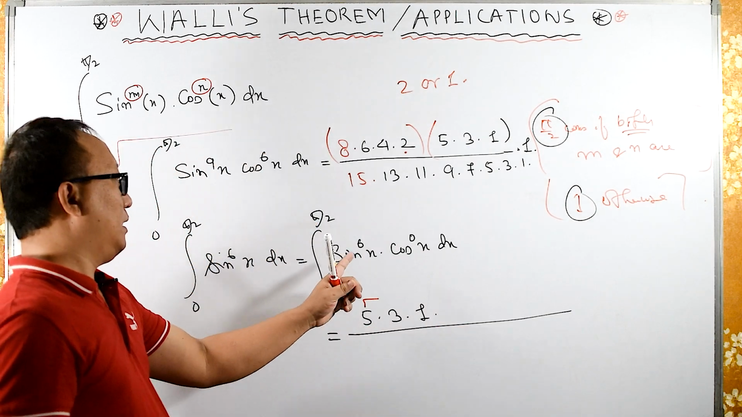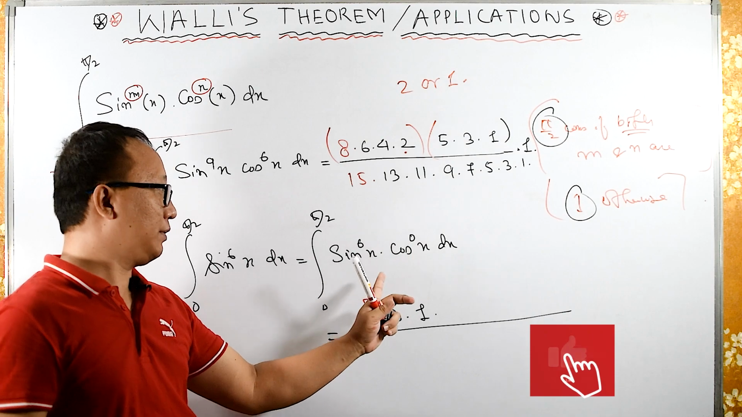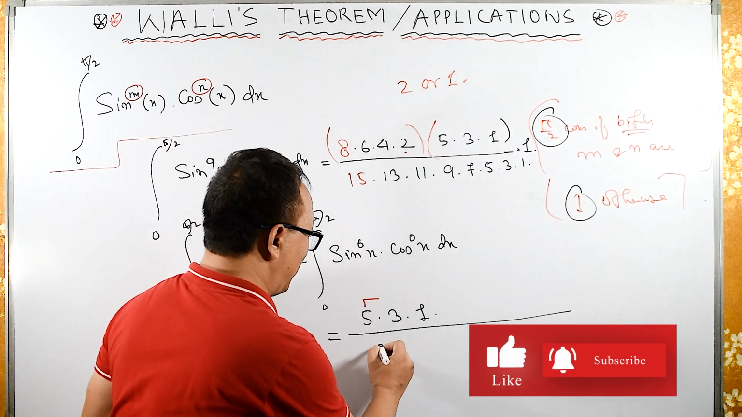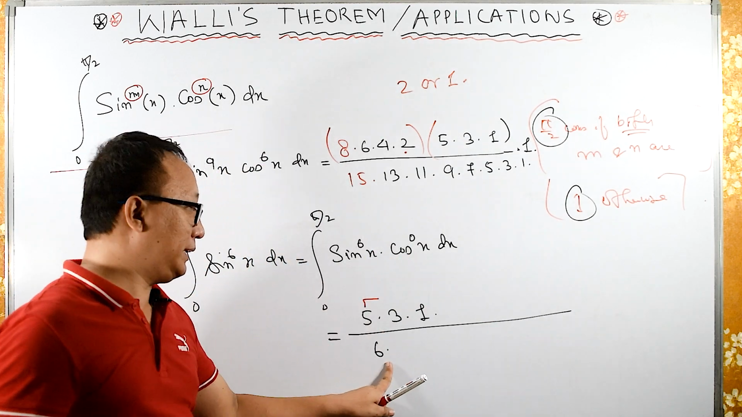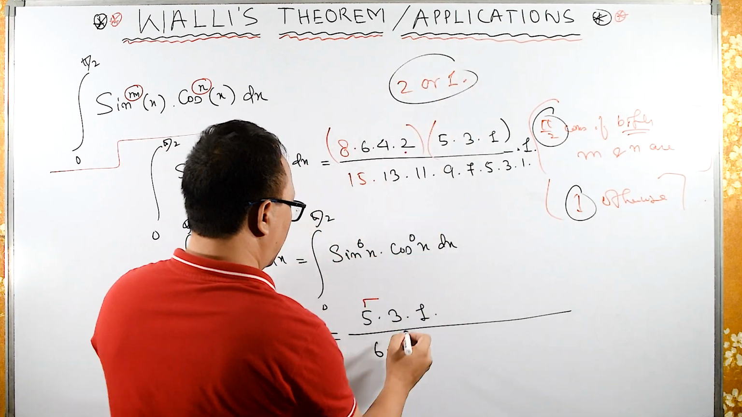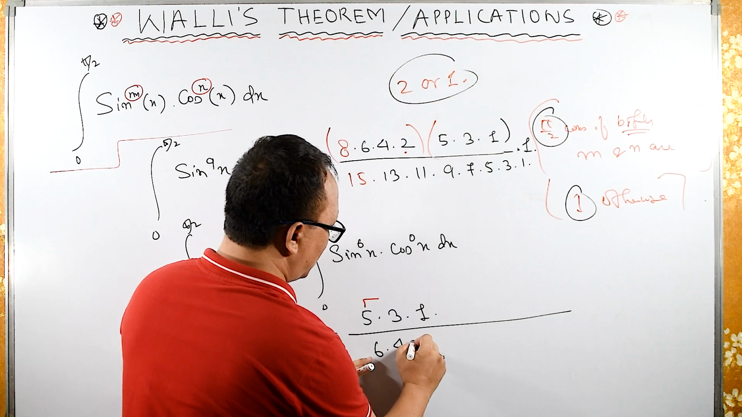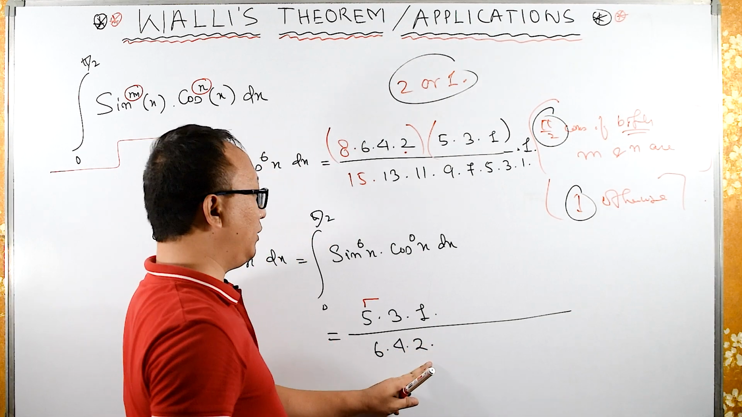Now here, you can say 6 plus 0 is 6. Otherwise you can keep it like this, 6 over here. Similarly, you also keep decreasing successively by 2 until you get 2 or 1. 6 minus 2 is 4. 4 minus 2 is 2. And then here we have to stop.